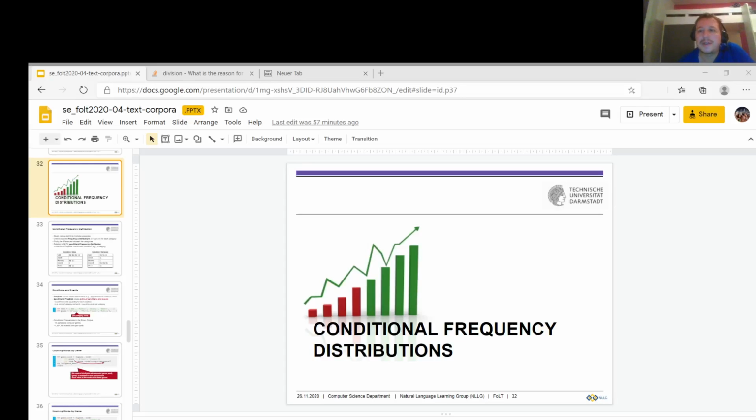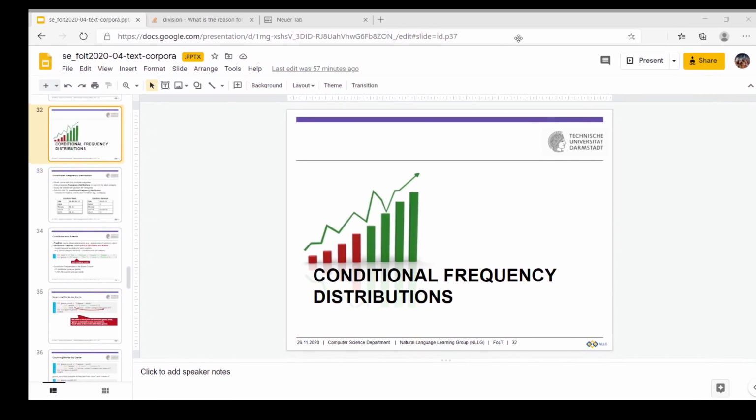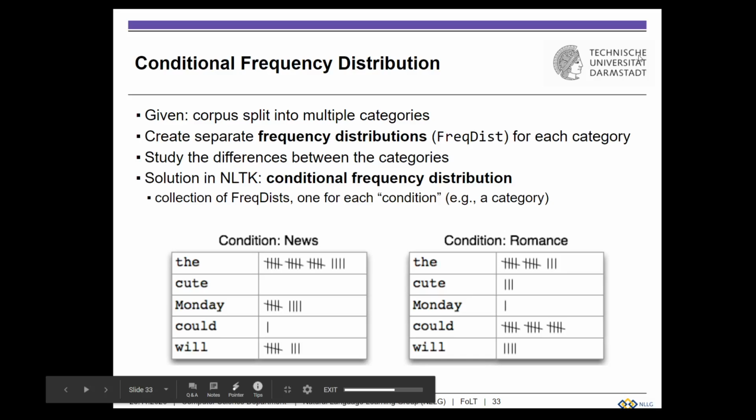Okay, now after having seen how corpora look in NLTK and what kind of properties corpora have, we want to do some statistical analysis on top of corpora. To do so, we will first look into conditional frequency distributions, because they allow us to compare data in our corpora along different dimensions, let's say along different classes.